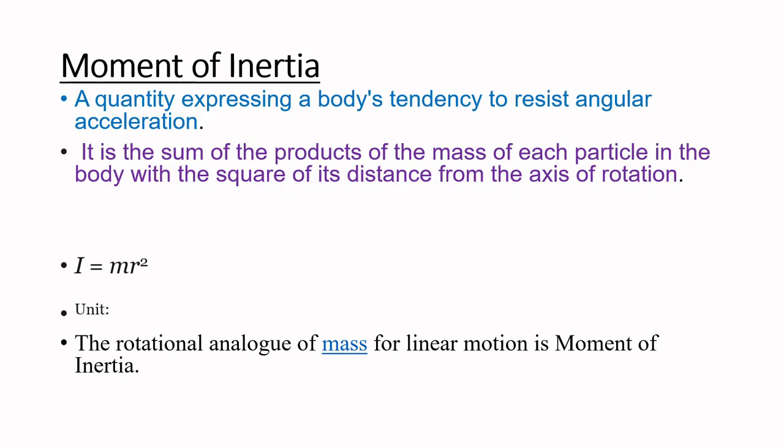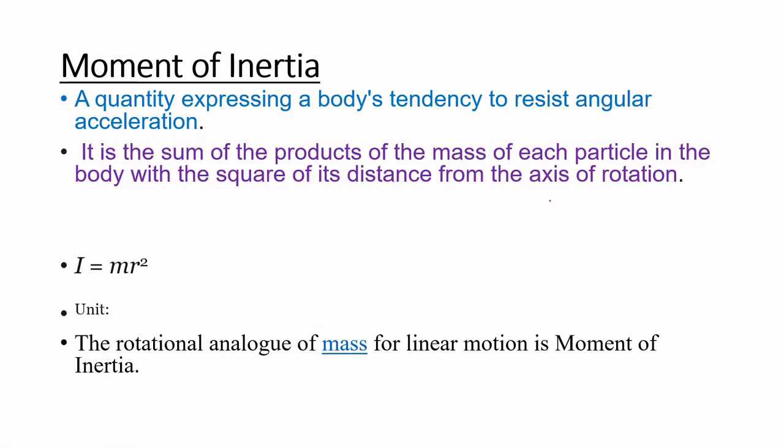Now, what is moment of inertia? Moment of inertia is the same effect on rotating objects. It's a quantity expressing a body's tendency to resist angular acceleration. It is the sum of the product of the mass of each particle in the body with the square of its distance from the axis of rotation.